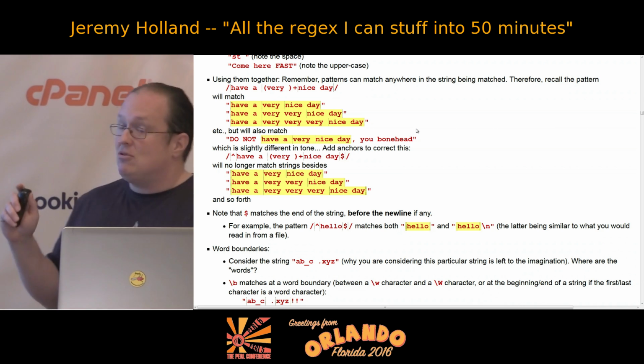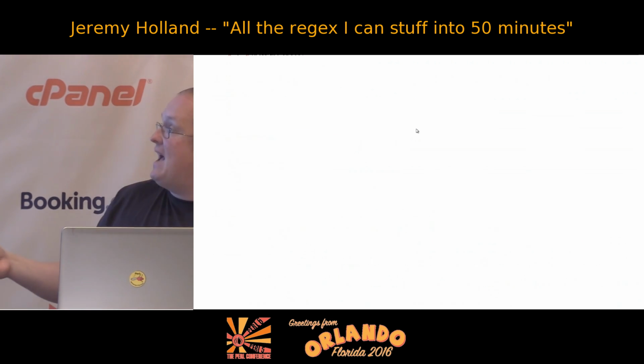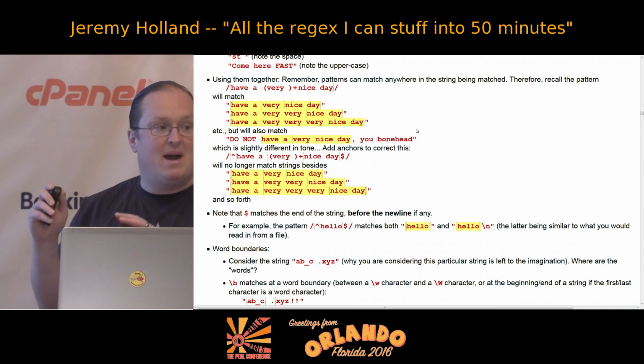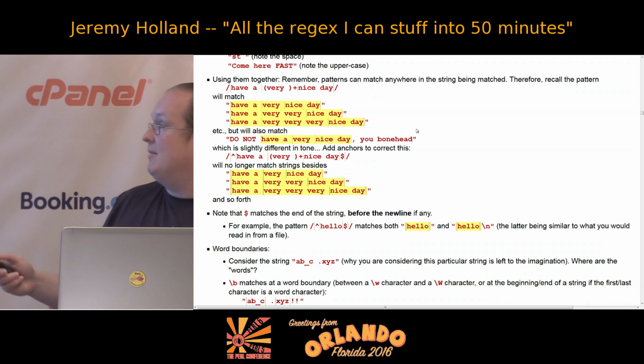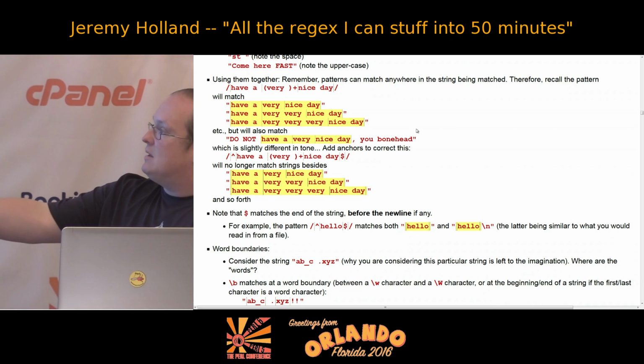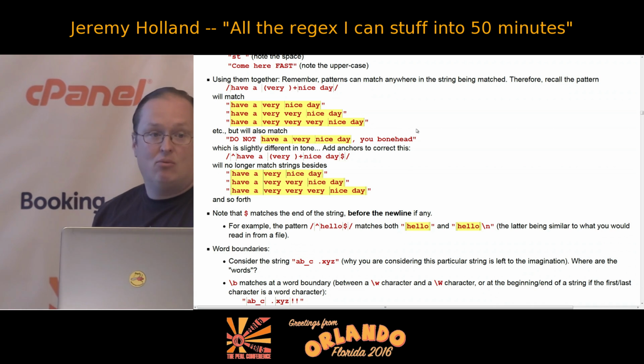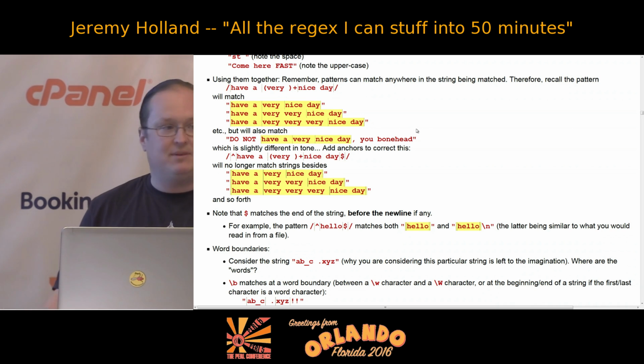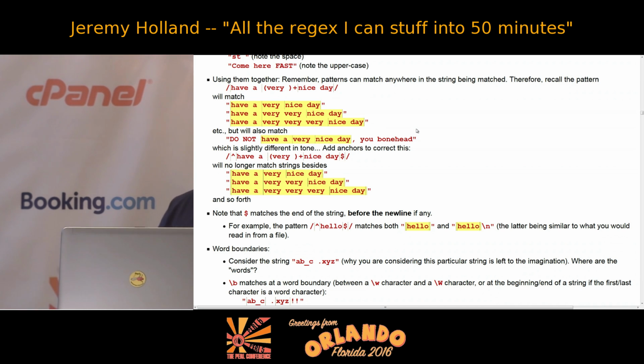Remember that the anchors don't match characters. This doesn't say there's a character at the beginning of the string and then an H. It just means the match starts at the beginning of the string. Another little note on the dollar is it matches at the end of the string before a new line, if one is present. So caret hello dollar matches hello and hello with a new line at the end, as if you read it in from a file. All this really means is that if you read in a file and then start to do regex matches on the lines, it doesn't matter whether you chomp the file or not if you're going to do your match to pull parts out of those strings. So don't waste the CPU cycles.